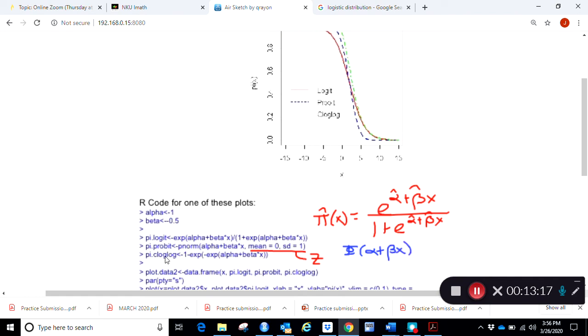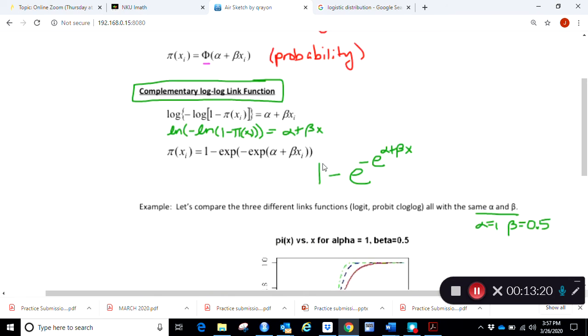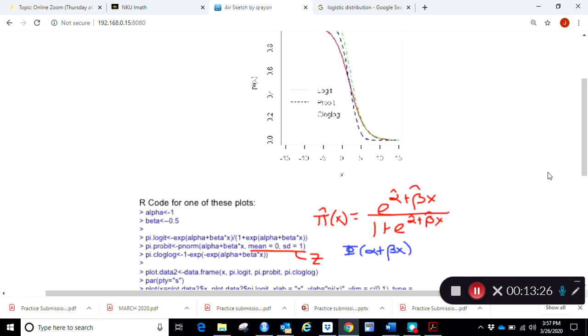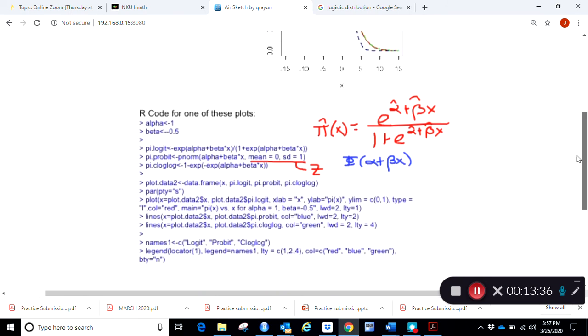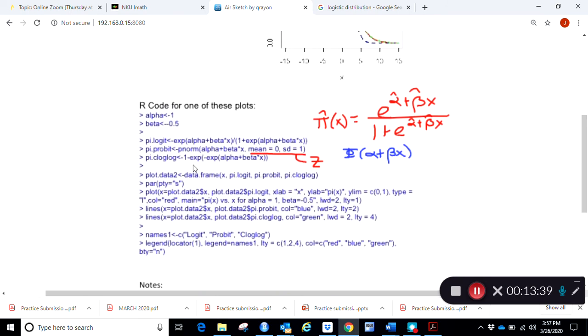And finally, to get the pi for my complementary log, as I've written it out here, it has to be 1 minus e to the negative e to the alpha plus beta x. That's 1 minus e raised to the negative e of alpha plus beta times x. Then I'm putting all of my values of x, pi logit, pi probit, and pi complementary log together. I already had x specified in a previous example, so I don't have to redefine x here. I'll show you that when we pull up the R code directly, so you can see that it was already defined. And then par is going to give me my plotting area, so I'm going to do a square. It's what the s stands for.